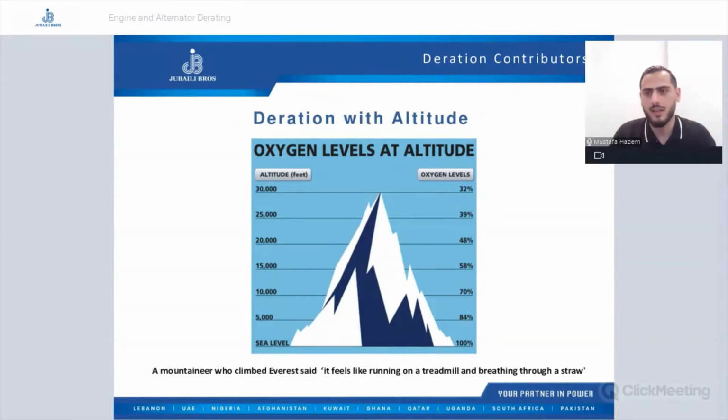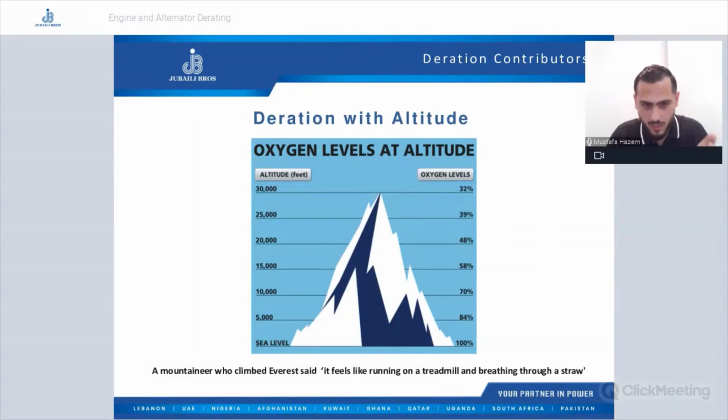So, like the mountaineers who climb Mount Everest, the problem is not only the physical intensity of climbing the mountain, but also the fact that oxygen levels are very low at higher levels. There is a nice quote that I found online of a mountaineer who climbed Everest. He said that it feels like running on a treadmill and breathing through a straw. That's how difficult it is, and that's how low oxygen levels are the higher we get.